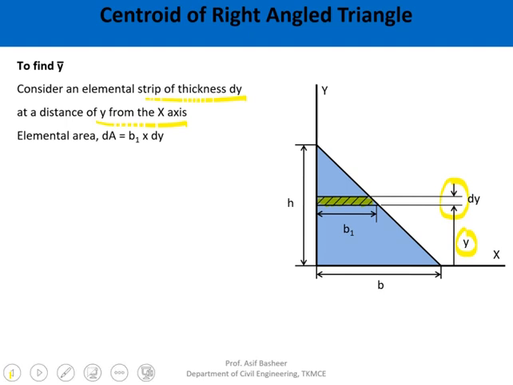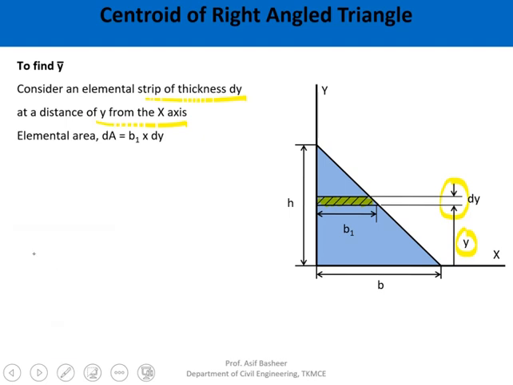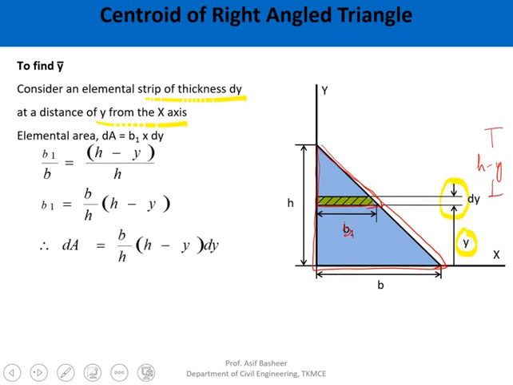Now by similarity of triangles, considering this triangle as a whole, this is b and h, and this small triangle is having b1, and this distance is h minus y. Then I can write b1 by b is equal to h minus y divided by h. From here I'll get b1, and substituting this in dA, I can write dA as b by h into h minus y dy.